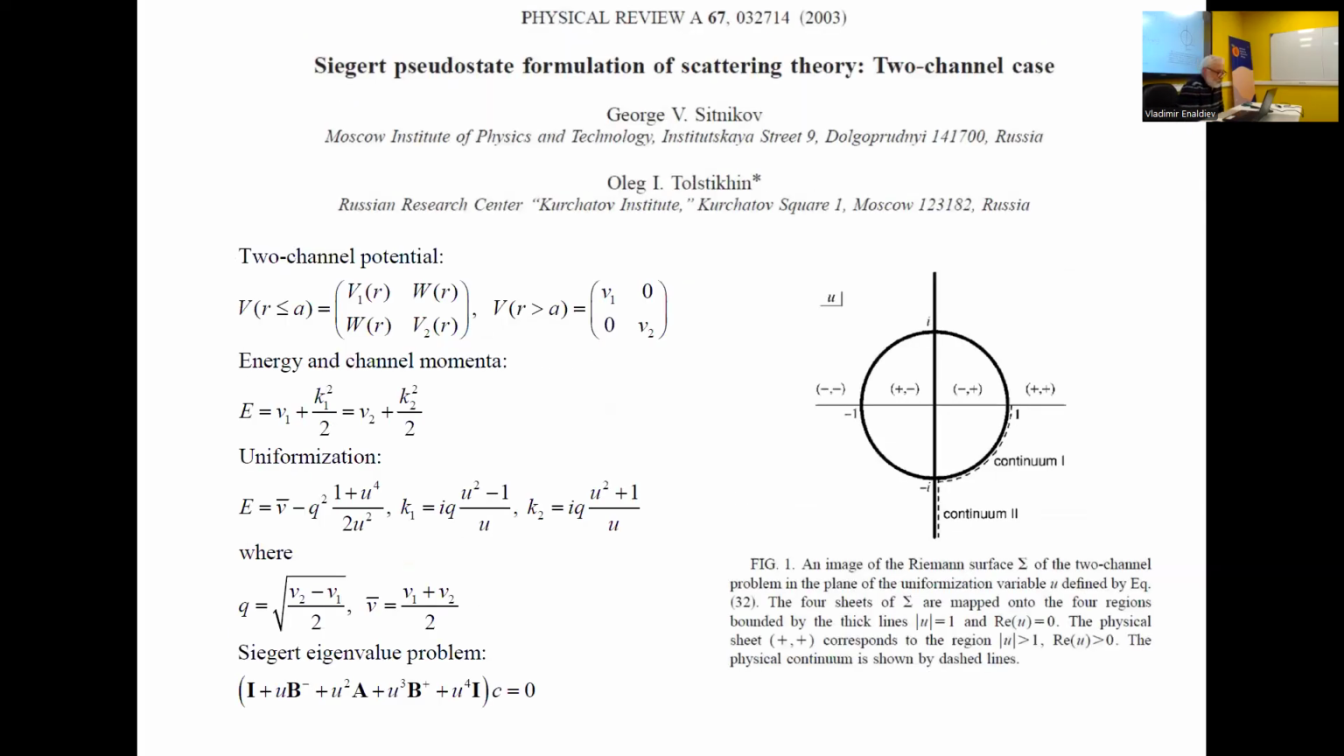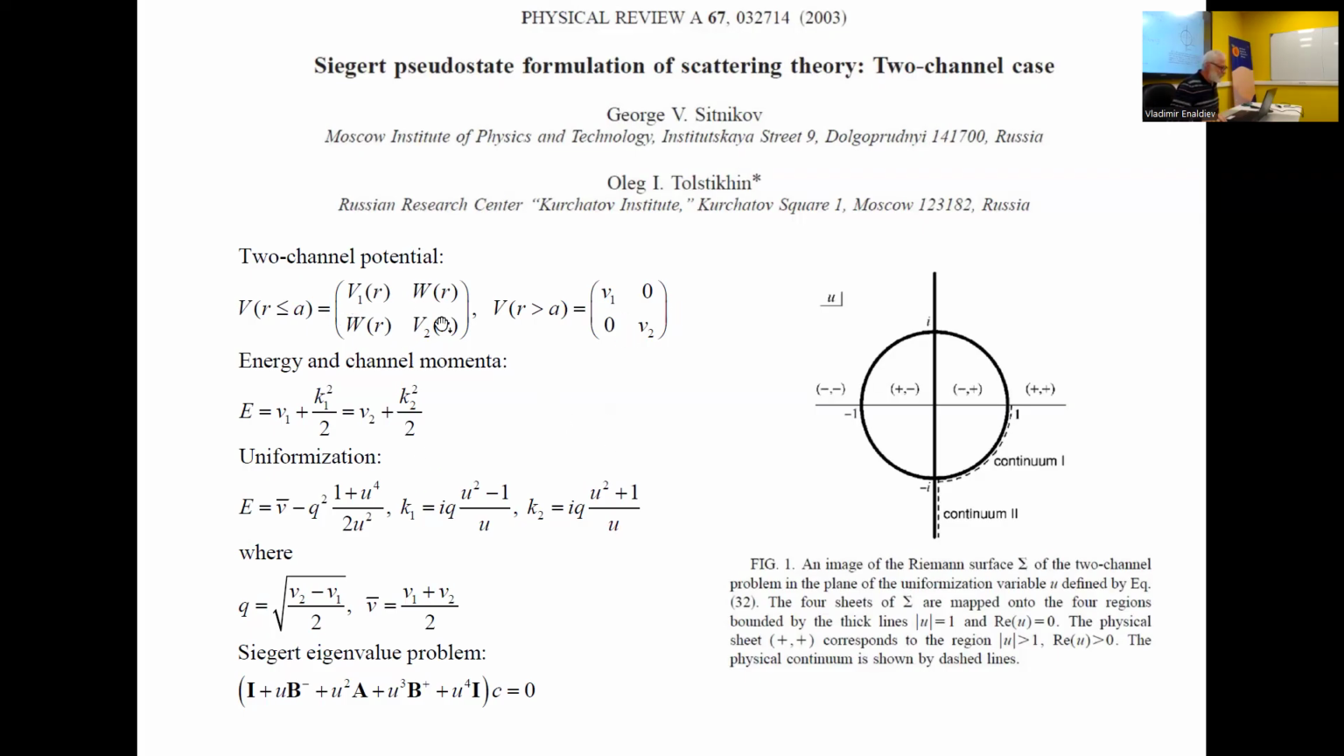Now I go next to generalizations of this theory. The second paper in this series, Siegert pseudo-state formulation of scattering theory, considered a two-channel problem. Let me check. It's almost over. Okay, then probably I skip. Maybe I only show this briefly.